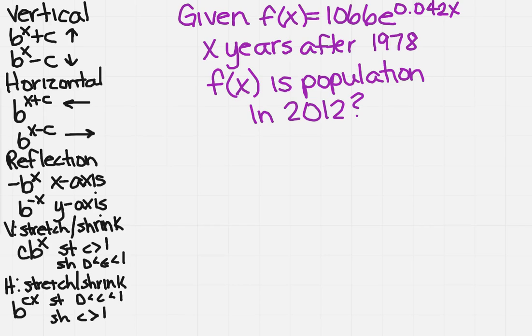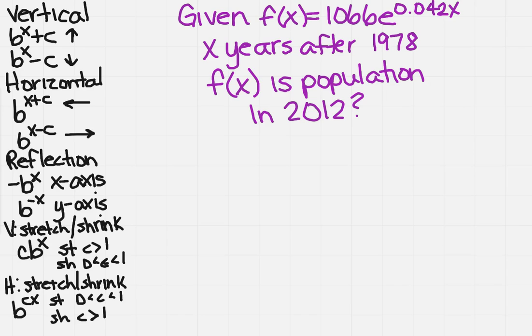So what happens if I'm just given a whole bunch of information and I need to figure out how to solve the equation? So it tells me I've got f of x is 1066 e to the 0.042x, where x is the years after 1978. And then it tells me that f of x is a population. So this tells me that the equation they gave me is somehow going to help me find a population of something. So it apparently wants to know what the population is going to be in 2012.